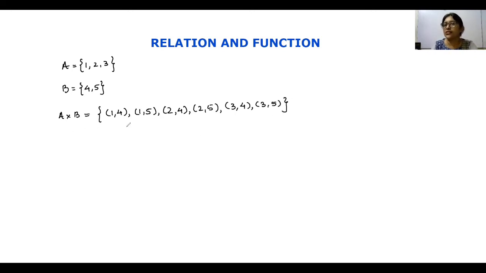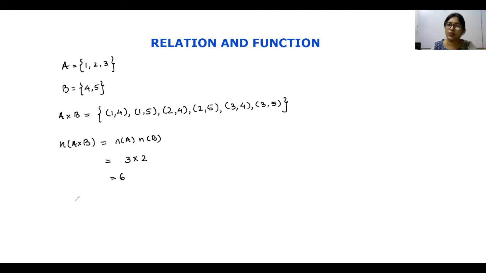Now, this set A cross B has n(A) into n(B) elements, number of elements in A cross B. That means there are 3 elements here and in B there are 2 elements. So the total number of elements in the Cartesian product of A and B, that is A cross B, will be 6. As you can see here, there are 6 elements.